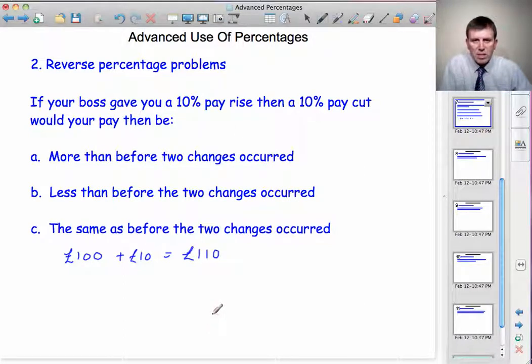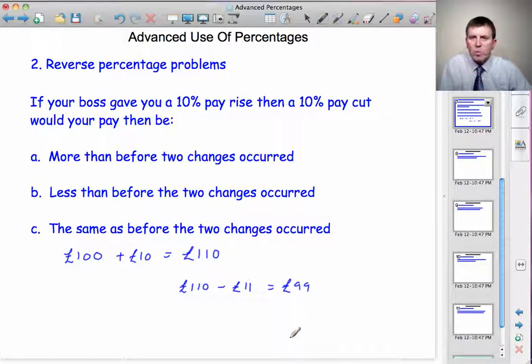But then the boss comes along and says, I'm going to give you a 10% pay cut. Well, 10% of £110 is £11. If we divide it by 10, you can see it's £11 exactly. So we're going to subtract £11. So you have the 110 minus £11. And so you end up with £99 a week. So in actual fact, the answer is you end up with less than before the two changes occurred.